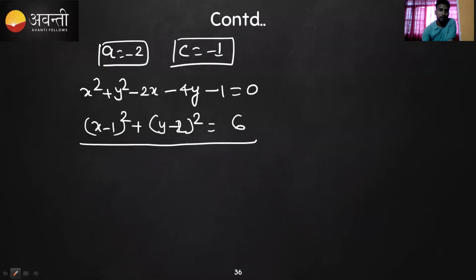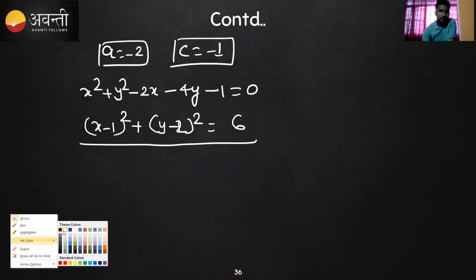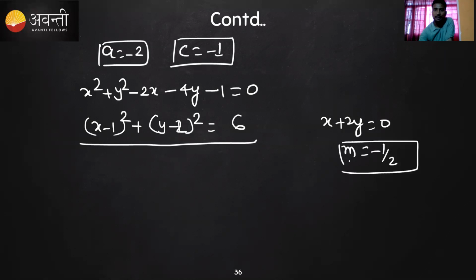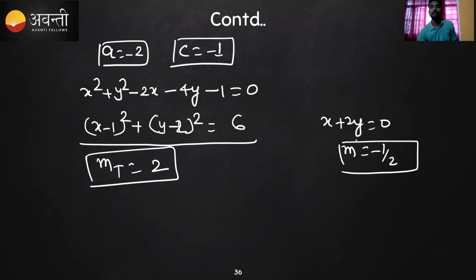So there is a line that is basically x plus 2y is equal to 0. So from here m will be minus 1 by 2, but the tangent is perpendicular to this line, so the tangent slope will be 2 only, because this tangent and this line are perpendicular. So from here we have got this tangent slope as 2.